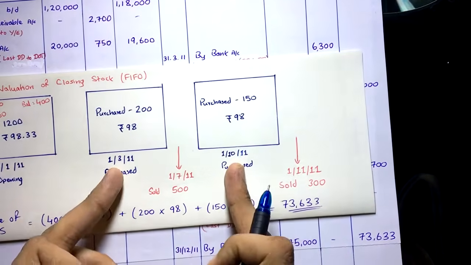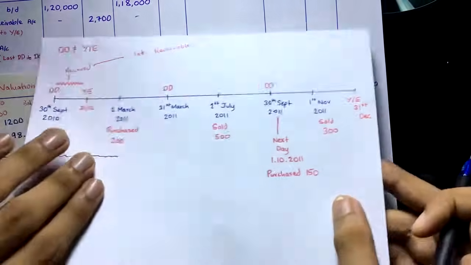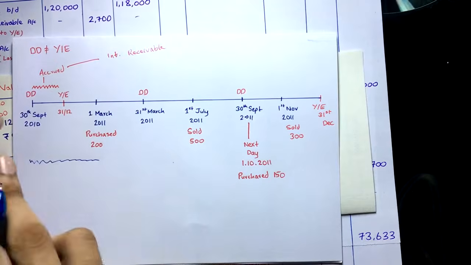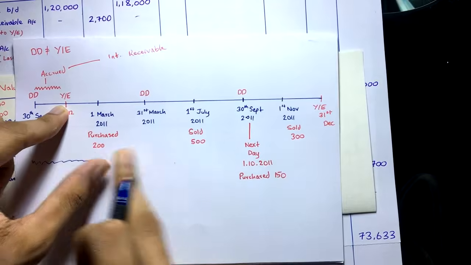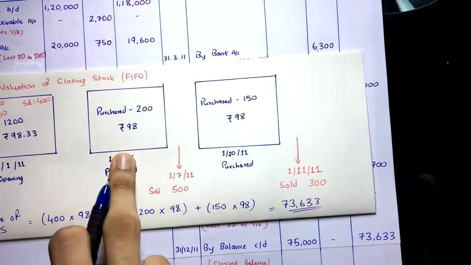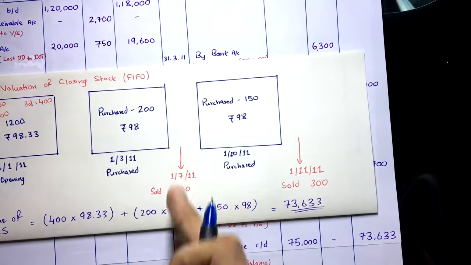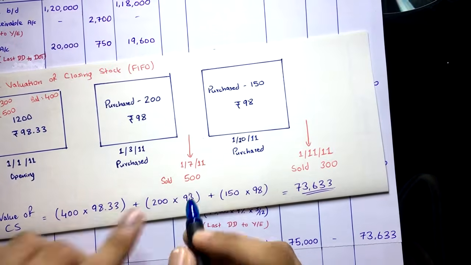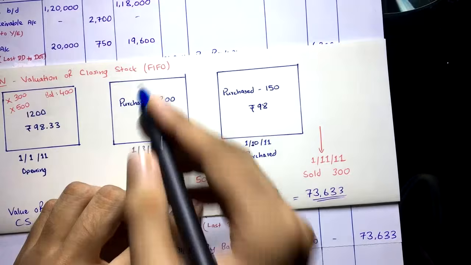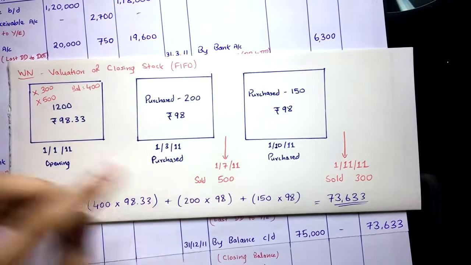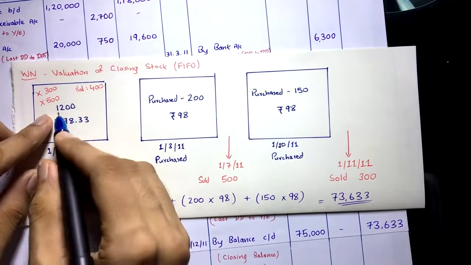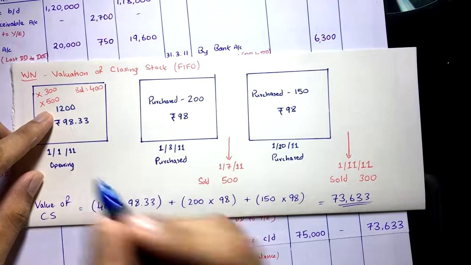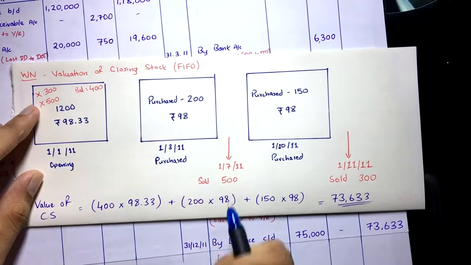In these two periods it has happened, right? See here, when did it happen? First the opening balance, then purchase, then you have sold. Opening balance, purchase, then you have sold. So here you have sold. Now here you have drawn the arrow, right? So now you have to make use of FIFO, first in first out. So what was first here? The opening balance, 1,200. From this 1,200 you are going to take out 500.